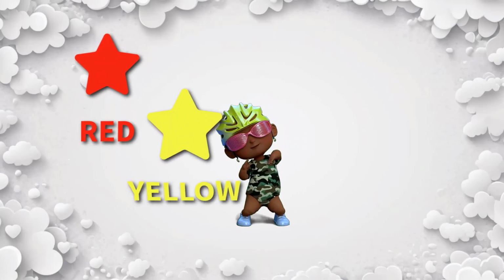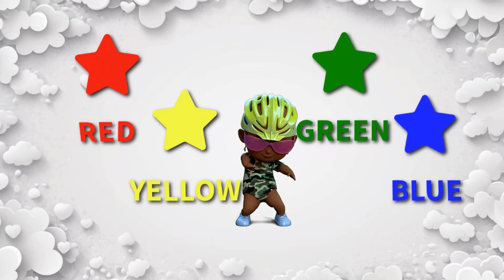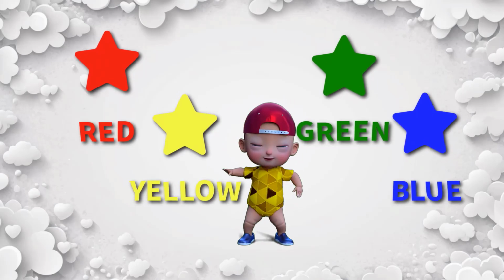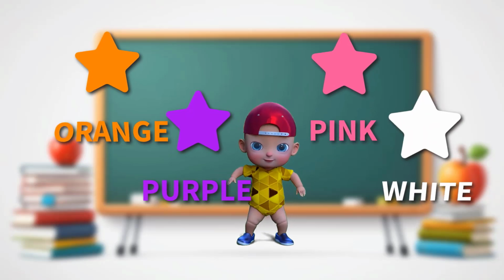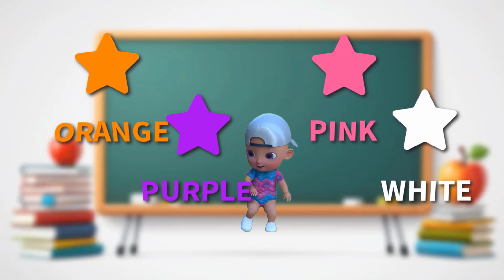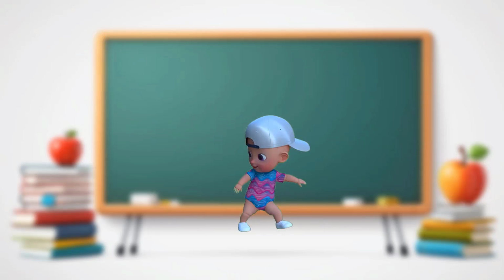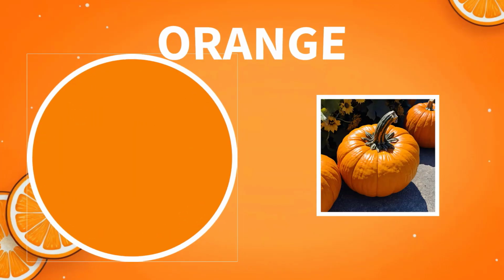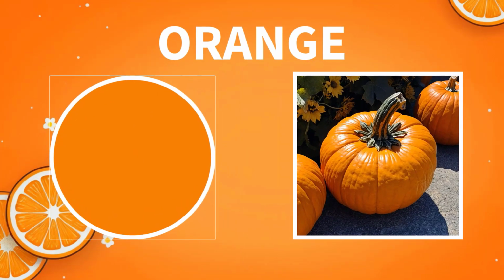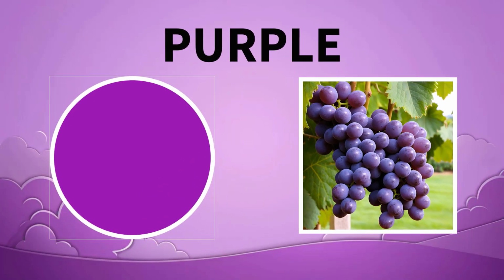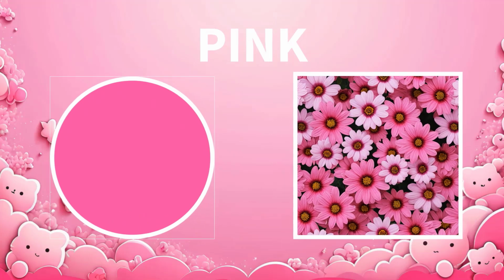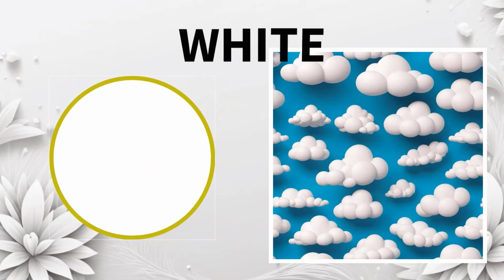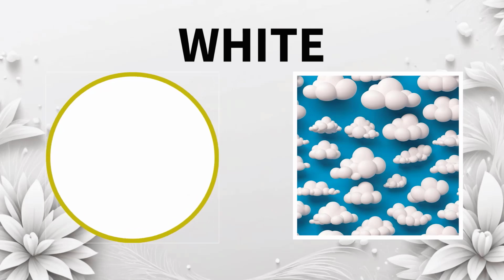Red, yellow, green and blue. Let's learn colors, me and you. Orange, purple, pink and white. Colors make the world so bright. Orange like pumpkins, round and neat. Purple like grapes, yummy and sweet. Pink like flowers, soft and light. White like clouds, fluffy and bright.